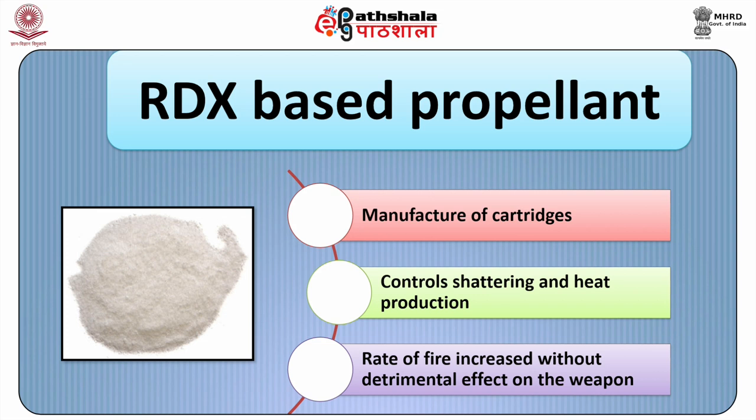Next is RDX-based propellant. A new propellant in which the active ingredient is from the family of cyclotrimethylene trinitramine, that is RDX, has come up. It is being utilized in the manufacture of cartridges by controlling not only the shattering nature of the high explosives but also its heat production. The advantages are obvious. The rate of fire can be increased without detrimental effect on the weapon. The composition and other details of this ammunition are not available presently.